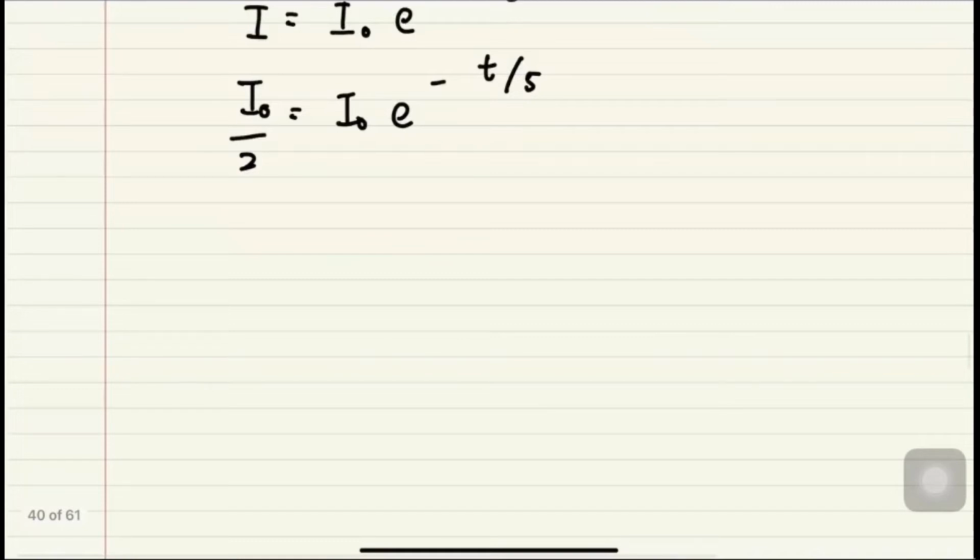Okay. Ln 1 is equal to 0. Negative cancels out. So it becomes 5 times ln 2, which is equal to 3.466. I can write it down as 3.47 seconds. That one is for question number 2.